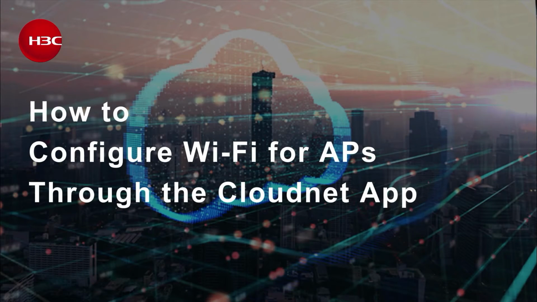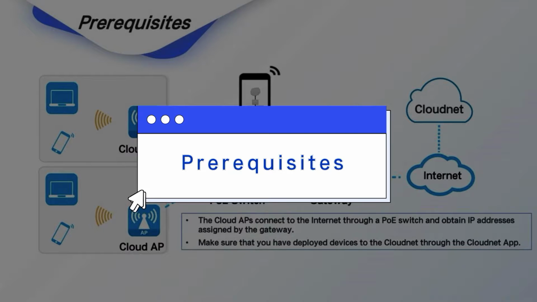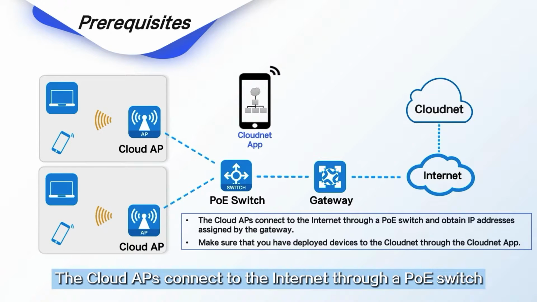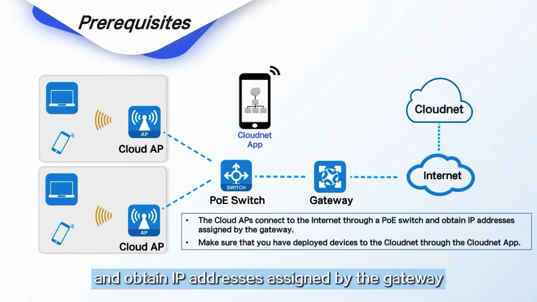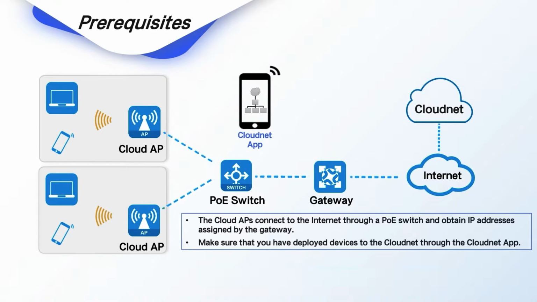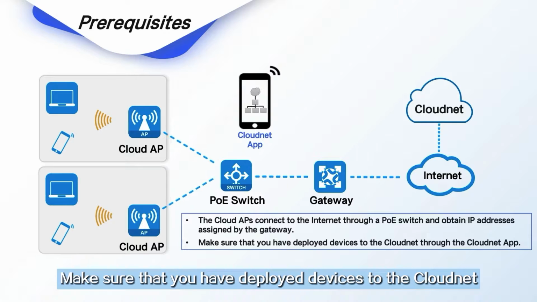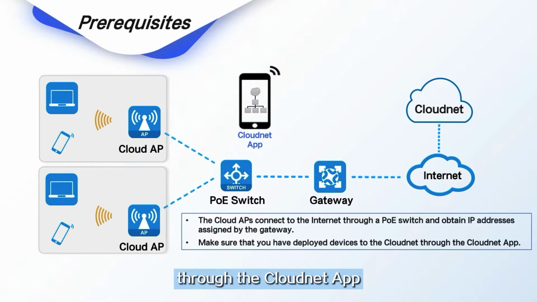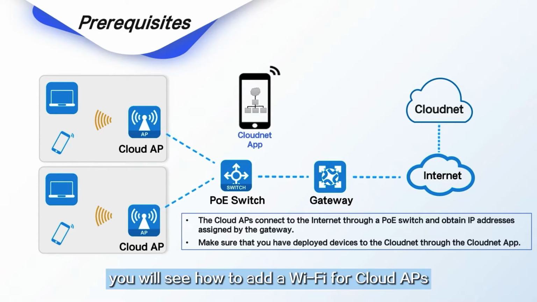How to configure Wi-Fi for APs through the Cloudnet app. Prerequisites. The cloud APs connect to the internet through a PoE switch and obtain IP addresses assigned by the gateway. Make sure that you have deployed devices to the Cloudnet through the Cloudnet app. Next, you will see how to add a Wi-Fi for cloud APs through the Cloudnet app.